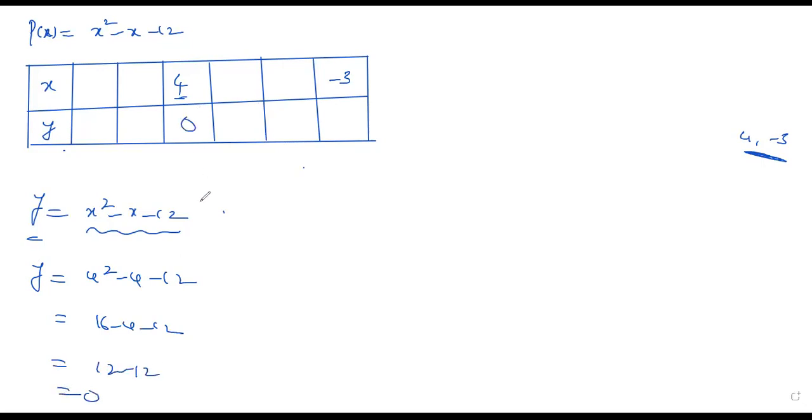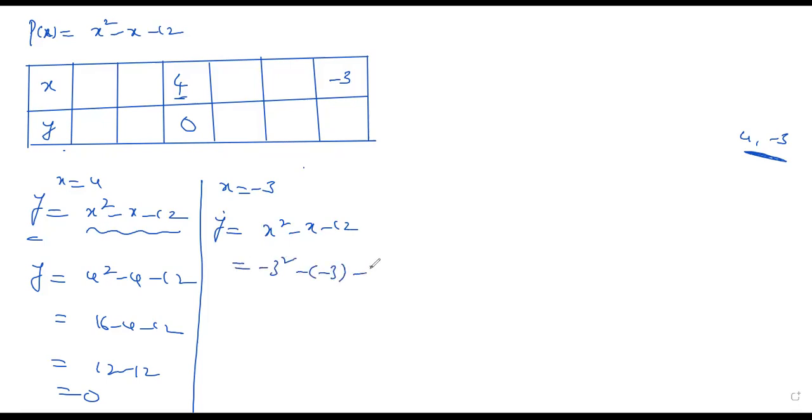This is 0. The same way, if you take x equal to minus 3, what will you get? y is equal to x squared minus x minus 12, that means (minus 3) squared minus (minus 3) minus 12. So this is 9 plus 3 minus 12, that is 0. So here also 0. For the remaining values you can take any values, that doesn't matter, because we already got the zeros of the polynomial. You take the remaining values just to draw the graph.